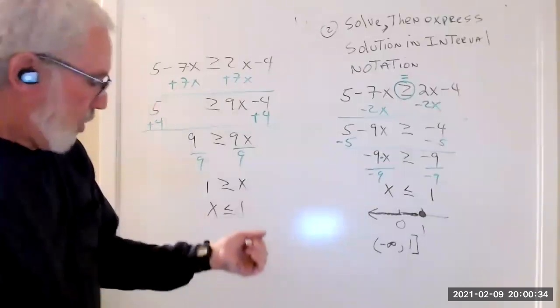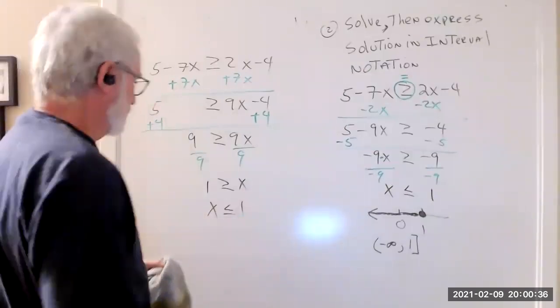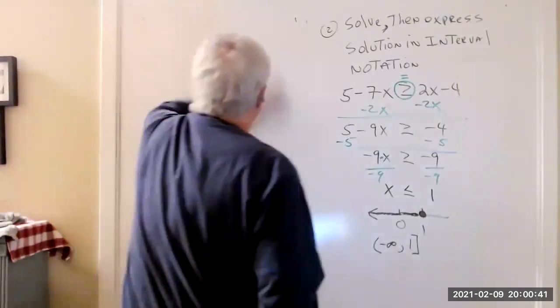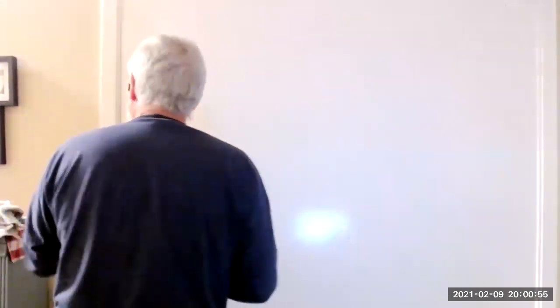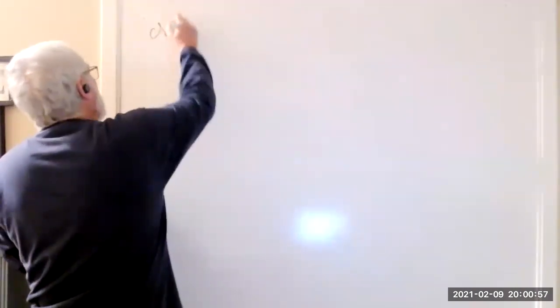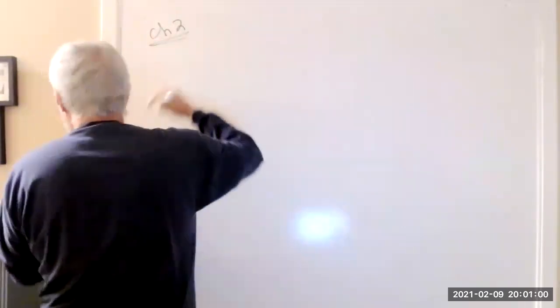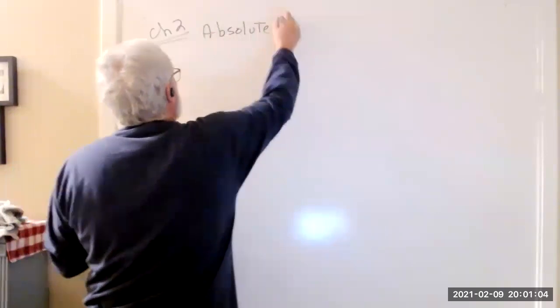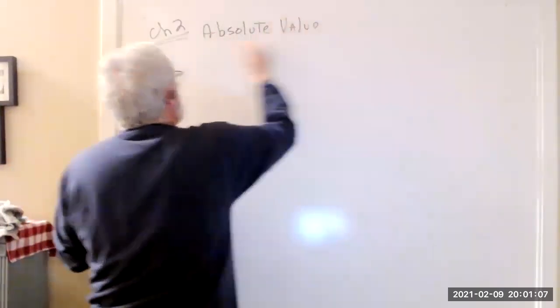Okay. Now we're going to get into new stuff, brand new stuff. So draw a line in your notes. You can write chapter 2 new. Okay. Chapter 2. These are called absolute value equations.